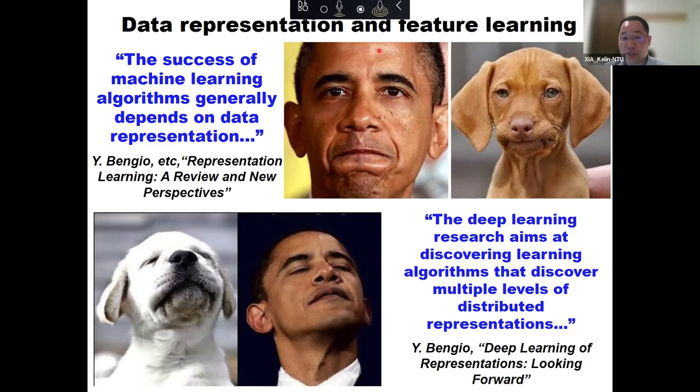To look at a very simple example, this is Obama and a dog. They share the same facial expression. I think people can get the joke here. If we want the computer to find out that these guys have the same facial expression, what should we do here?